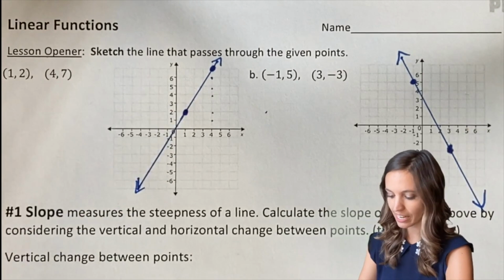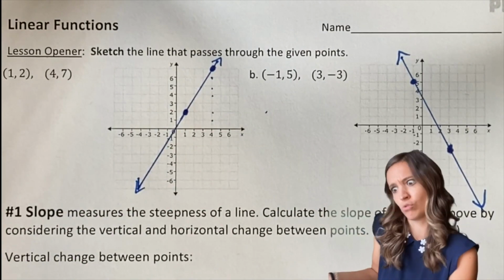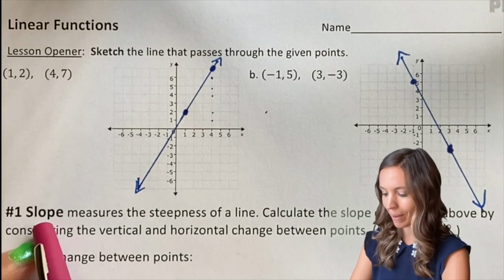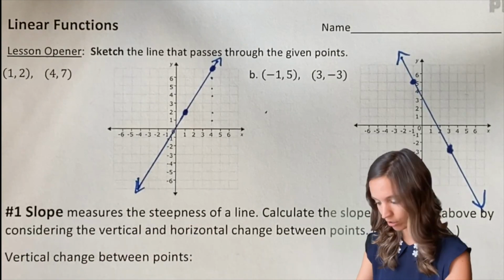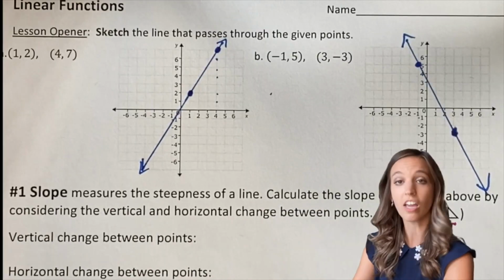It leads us into this next question, which starts to talk about slope, because these are straight lines, so linear functions must mean straight lines. So slope measures the steepness of a line. Calculate the slope for each line by looking at the vertical and horizontal change between the points. Think of a slope triangle.